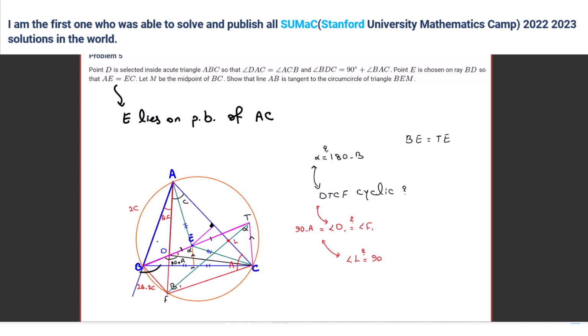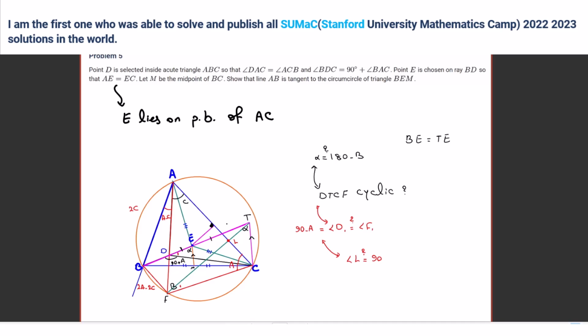Why should we say alpha is equal to 180 minus B? Because it is B and this one is 180 minus B, right? Alpha, BEC, yes. So it should be 180 minus B. So we said if we want to prove this, we draw a perpendicular to this one, and then with the midpoint theorem or Thales' theorem, we can say DTCF should be cyclic. Because we know this one is B, we want to prove alpha is 180 minus B.